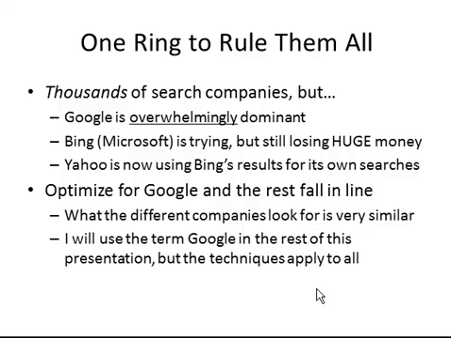One ring to rule them all. There are thousands of different search companies and websites. In the beginning, it wasn't clear that there would be a monopoly to the degree that we see it today. But the reality is that our friend Google is king of the hill.